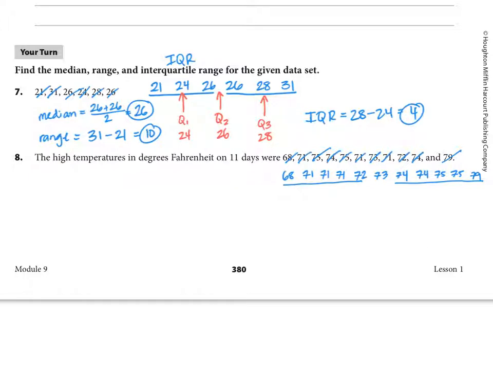The different thing about this one compared to number 7 is that we do have a middle number that counts as our Q2, or our median. And we do not include the 73 in the lower or the upper half. So we got 5 numbers on the left, 5 numbers on the right. So on the left, I do have a middle number there. That's my Q1, which is 71. And on the right, there's my middle number there, 75. That's our Q3.